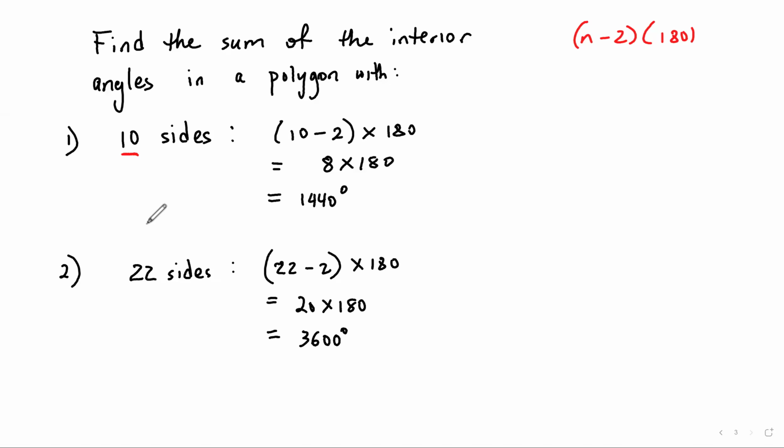So in a three-sided shape, that's a triangle. A triangle has 3 angles. A quadrilateral has 4 angles. A pentagon has 5 angles, and so on, right? So the number of sides is also equal to the number of angles.